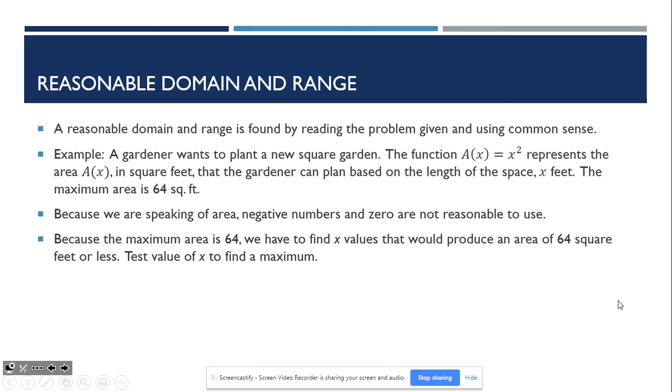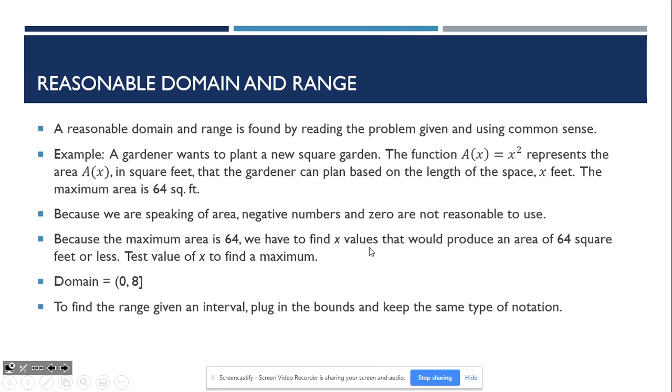So because the maximum area is 64 square feet, we have to find x values that produce an area of 64 square feet or less. We should test values of x to find a maximum. In this case, testing it out, 8 would be the highest x value I can use because 8 squared is 64. So my domain in this case is going to be 0 not included, because anything above 0 will work, up to and including 8, because that would fit the maximum square footage for area.